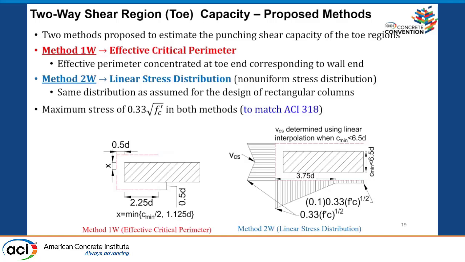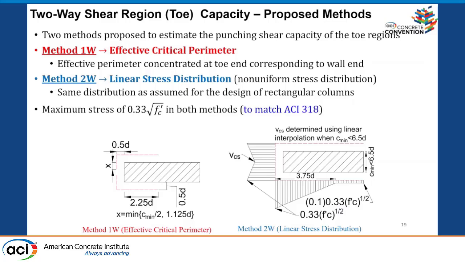And then we also proposed design methods for these zones, before we ran the commercial software packages. First of all, we thought that we can divide this wall. The wall should be divided into a two-way shear region, a toe region, and then the one-way shear region. So this is a two-way shear region where we have two design methods. One we call effective critical perimeter, and the other is linear stress distribution.